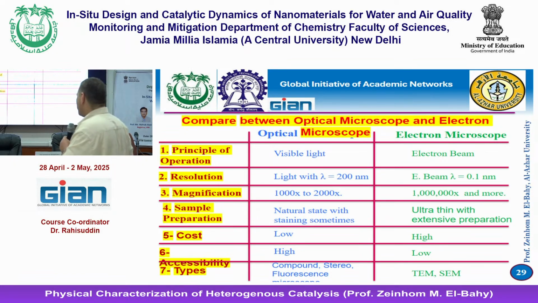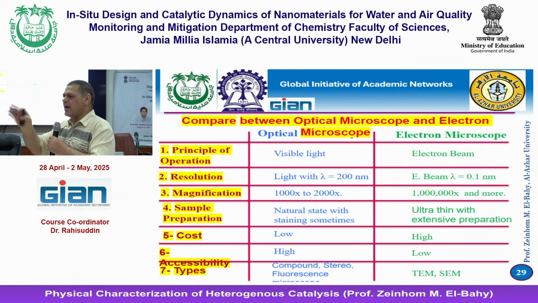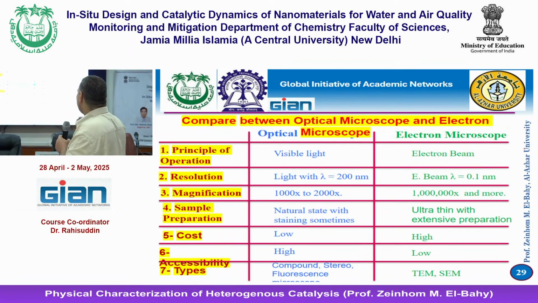Sample preparation in optical microscope is very easy and very simple, but in electron microscope it's a little bit sophisticated, and I'll show you how. For cost, optical microscope anybody can use it. Like anyone can buy it. You can find it here in this university. I'm sure you will find many in this university. But in electron microscope, if you find one or two, it will be enough because it's costly.